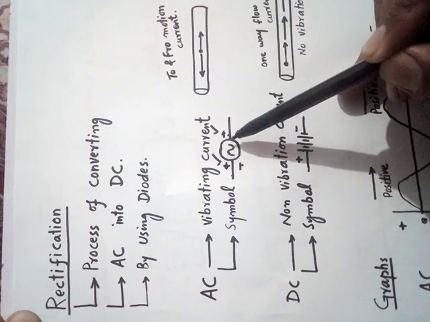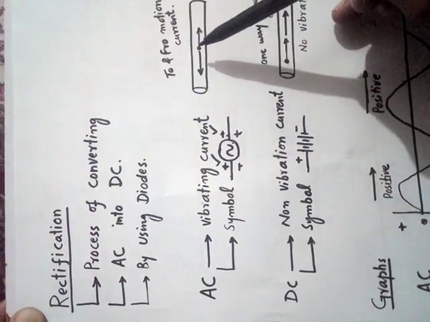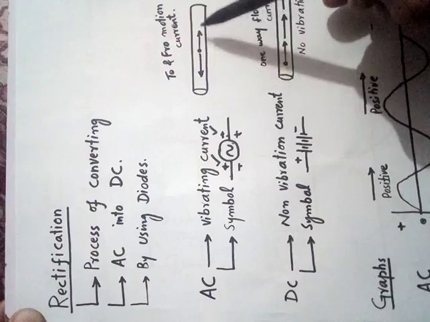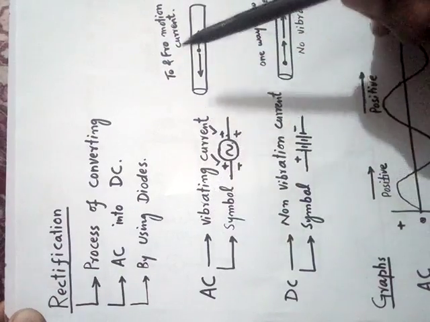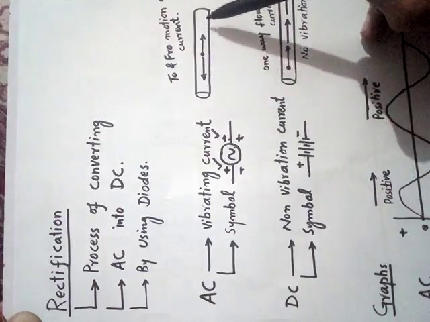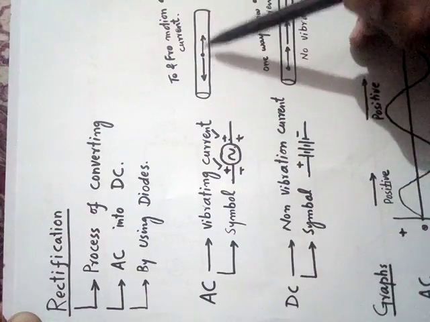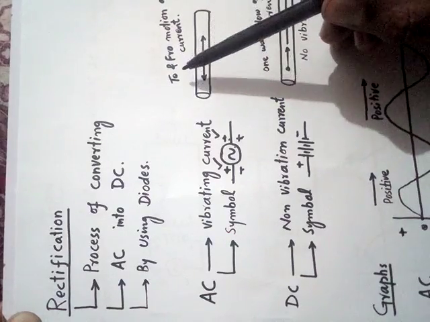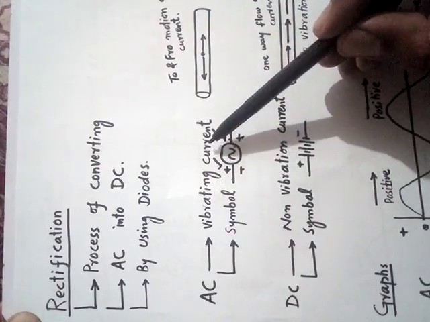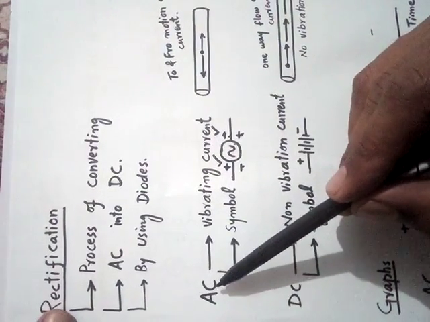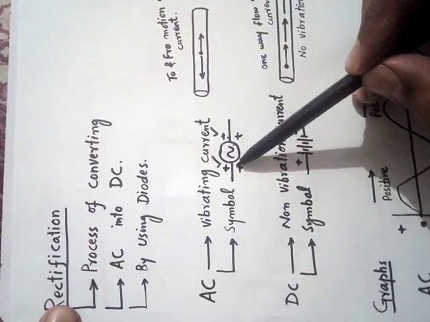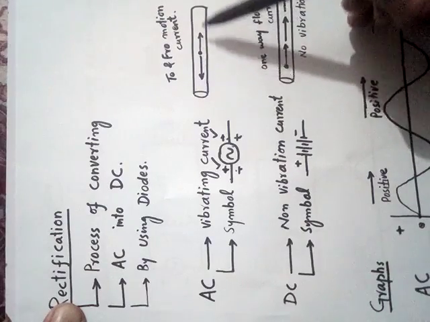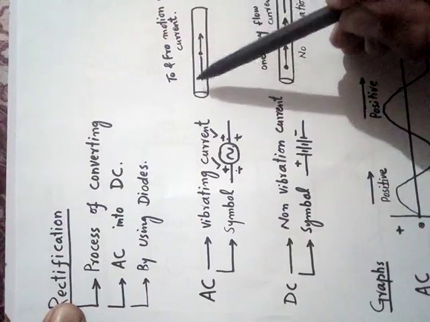When the polarity of this voltage source changes, the direction of the current in the conductor also changes. We know that whenever alternating current is connected across the terminals of a copper wire, the electrons vibrate, meaning they perform to and fro motion. That is why it is called vibrating current. So alternating current is the vibrating current. This is the symbol, and the actual movement of the electrons is vibratory. All the electrons vibrate back and forth.